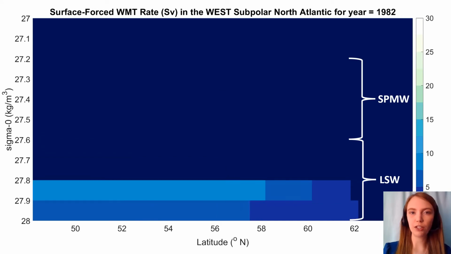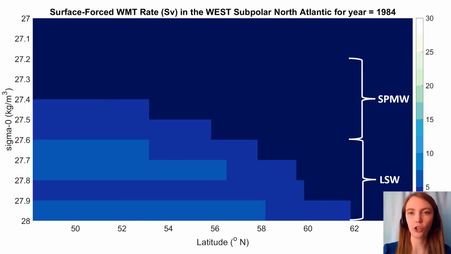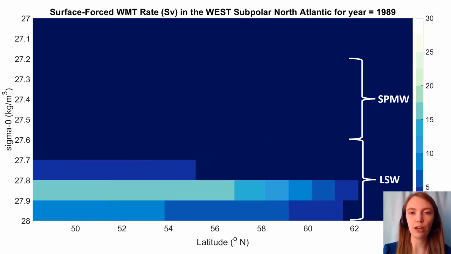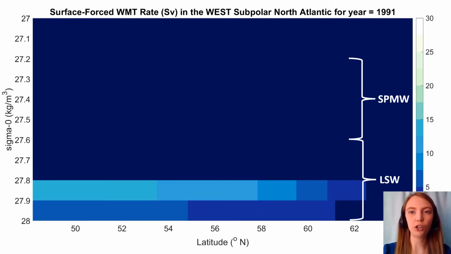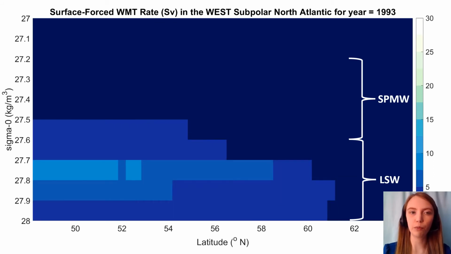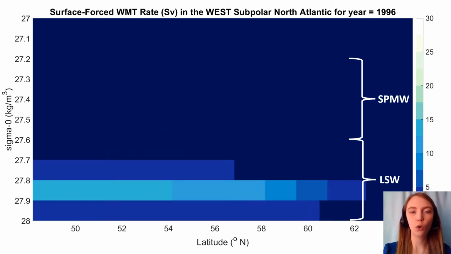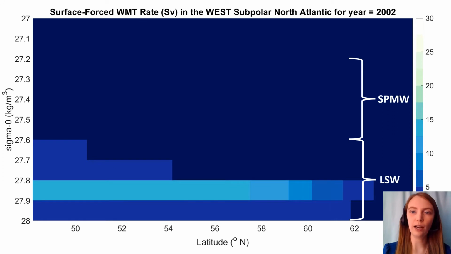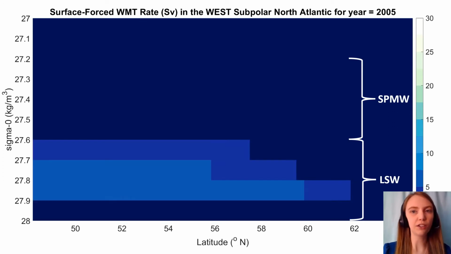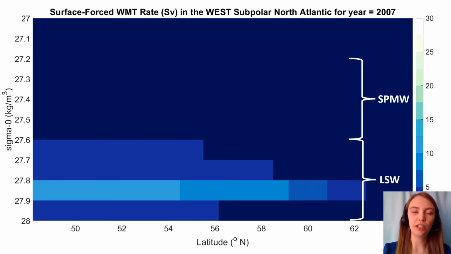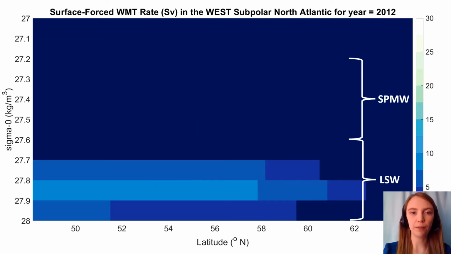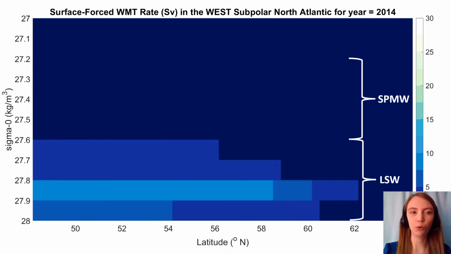Moving on to the surface force stream function movie for the west subpolar gyre, we observe transformation over a much more limited latitude density range, with very little to no transformation occurring below a density of 27.4 kilograms per cubic meter or beyond 62 degrees north. Instead, the maximum transformation occurs on average at lower latitudes of 48 to 56 degrees north and at higher densities of 27.8 kilograms per cubic meter or greater, which is in the range of Labrador seawater.